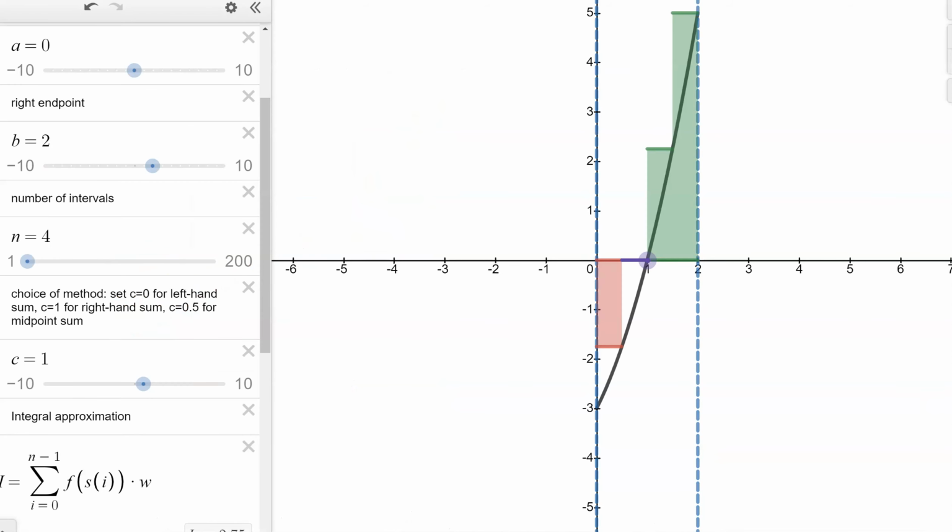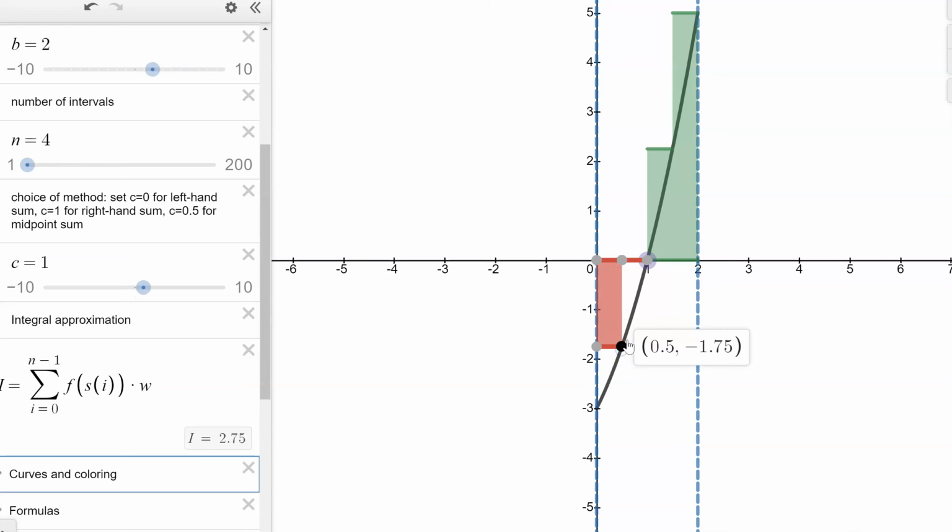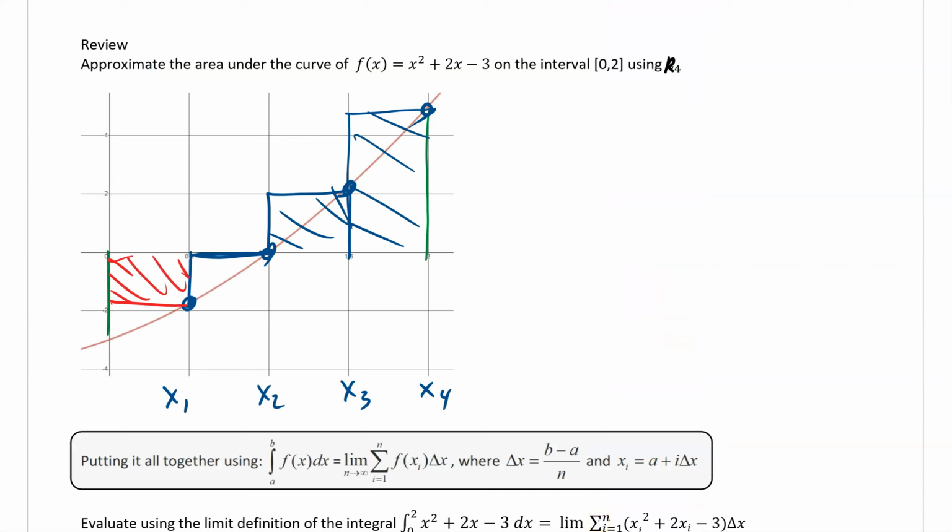Just a better picture. So you can see that we have our endpoints here, 0.5, 1, 1.5, and 2, starting at the right. And so our y values will be negative 1.75, 0, 2.25, and 5. But to find those, we're going to take our x sub 1 equals 0.5, our x sub 2 which equals 1, 1.5, and 2, and we're going to plug them in.